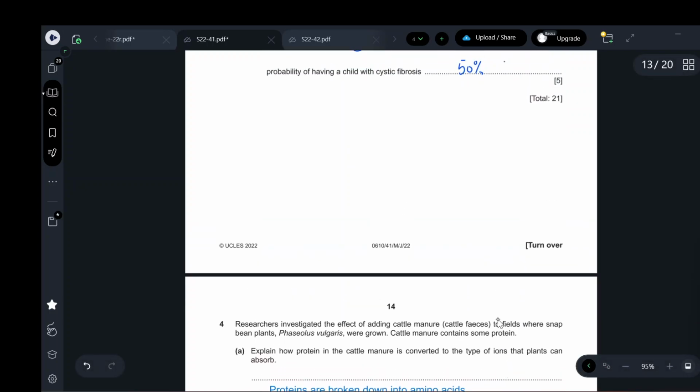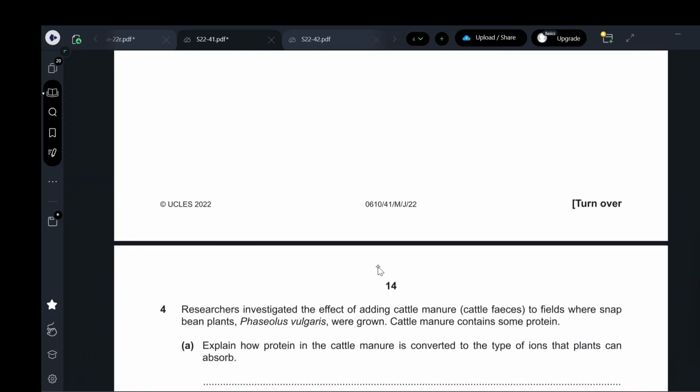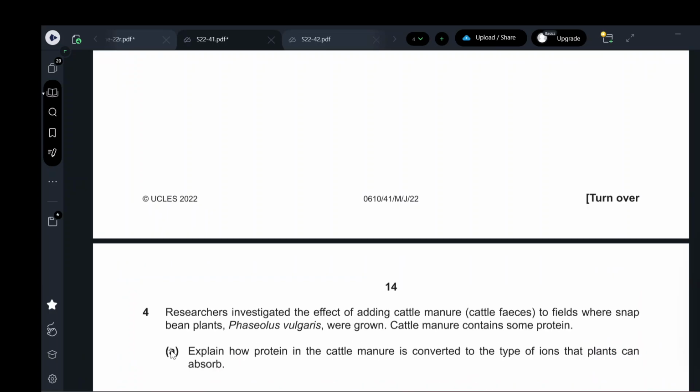Question 4. Researchers investigated the effect of adding cattle manure, which is the feces of the cows and the animals. They added the feces to the fields where snap bean plants were grown. The cattle manure contains some proteins. Explain how the protein in the cattle manure is converted to a type of ions that the plant can absorb.